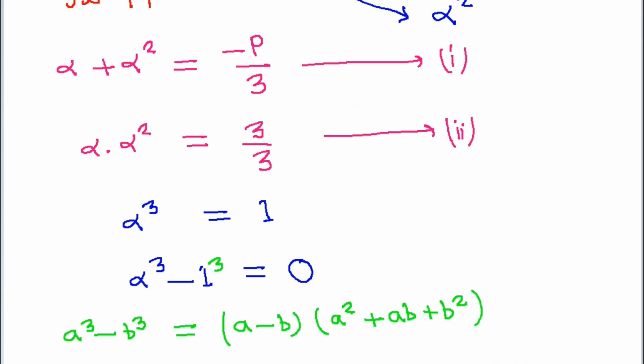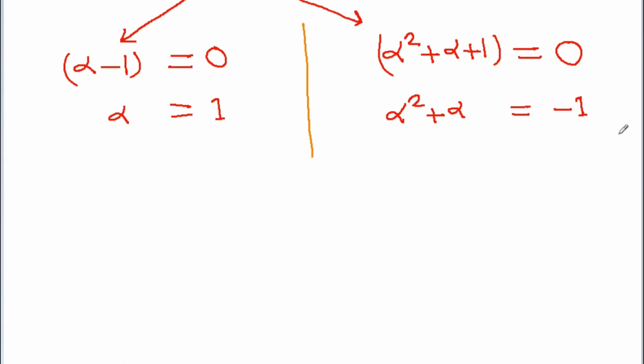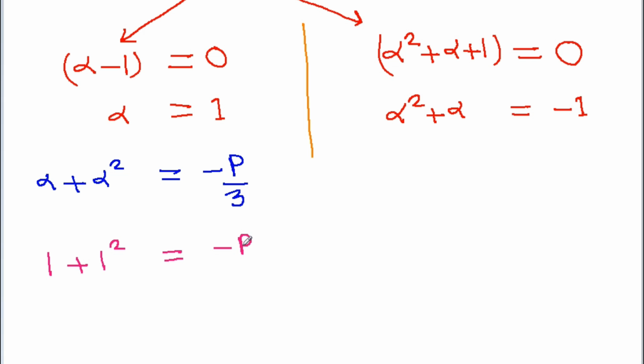And now we have alpha + alpha² = -p/3. So here we get alpha = 1. So 1 + 1² = -p/3. So from here we can get p = -6.